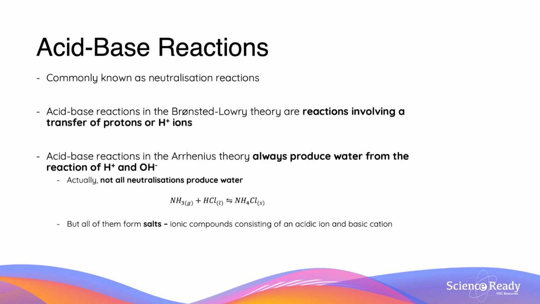NH3 plus HCl gives us NH4Cl solid. But what is this NH4Cl, this ammonium chloride? Well, this is what we call a salt. Now, all neutralization reactions are going to form salt. And what are salts? They are ionic compounds that consist of an acid anion and a basic cation.